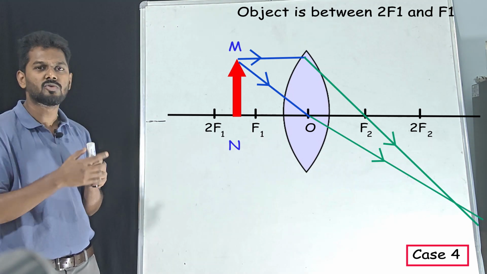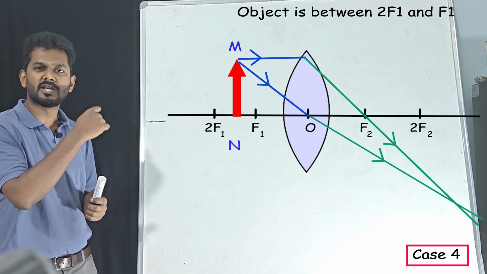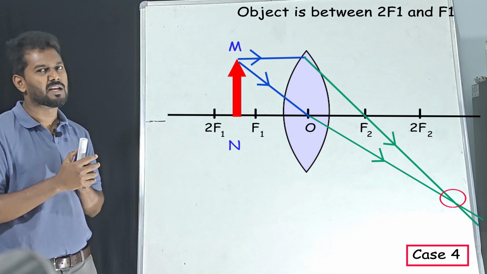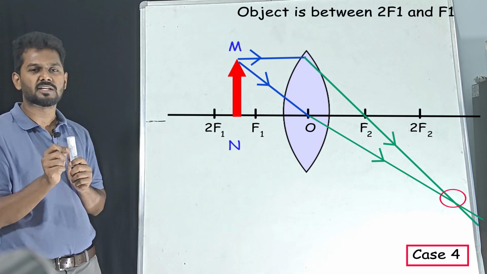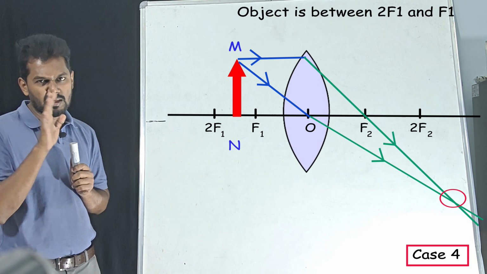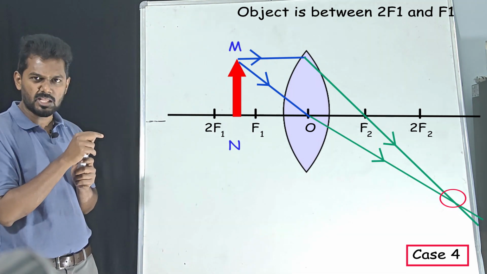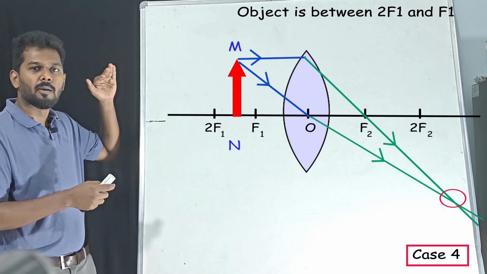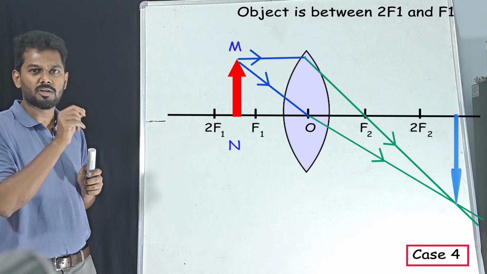So where these two rays are going to meet, do you see any intersection? Yes, there is an intersection, correct? So if you see any intersection, that means it is a real image. Now where you are going to see the intersection? From that point to principal axis, you have to draw the image.